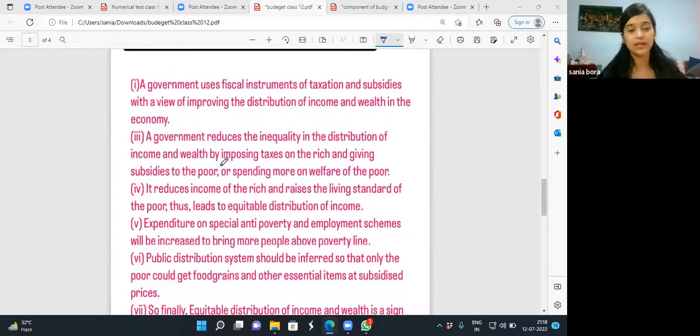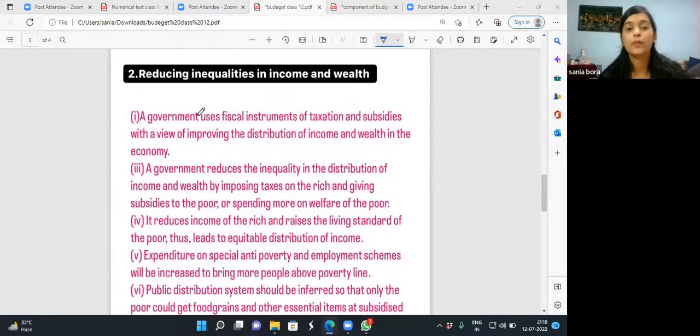Okay. Now basically moving to the next one: reducing inequality in income and wealth. Income and wealth is whatever I am getting and whatever I am saving. So there are two types of people, one is rich and one is poor. Rich people are purchasing everything, but poor people are unable to even purchase the basic needs, the basic requirements.